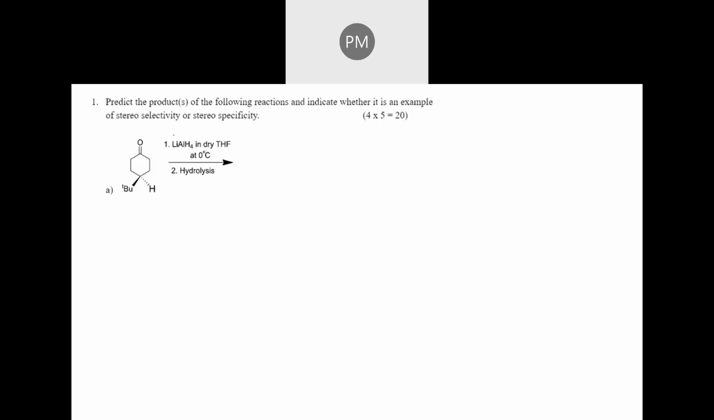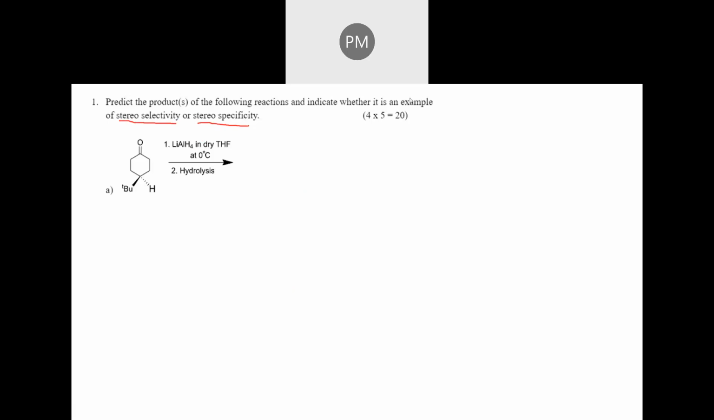A stereoselective reaction means that we can get more than one product, and out of these one product will be major and the other minor. But in a stereospecific reaction, there is only the possibility of getting one product, not multiple products.